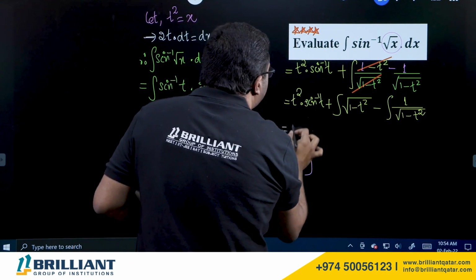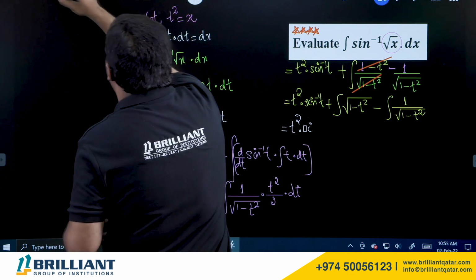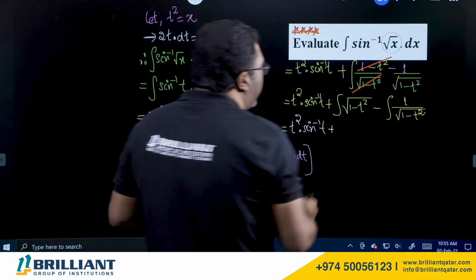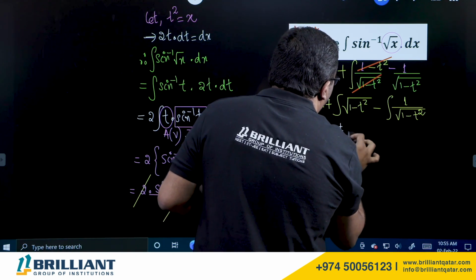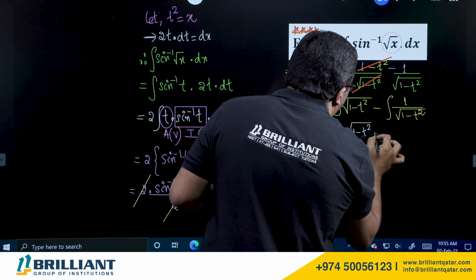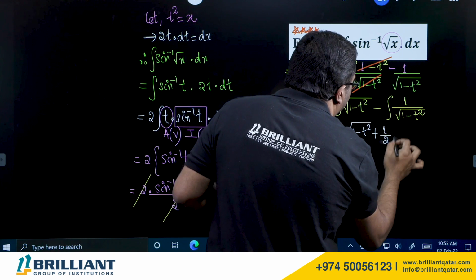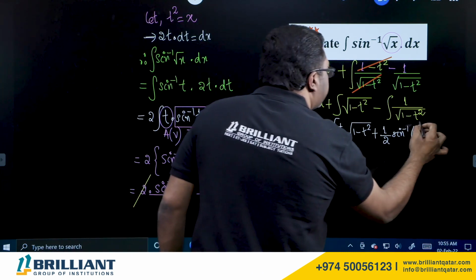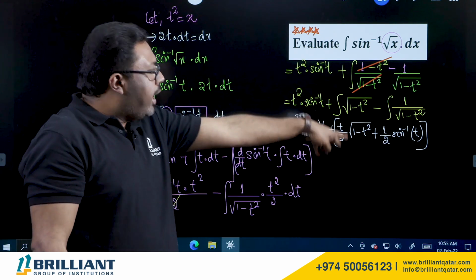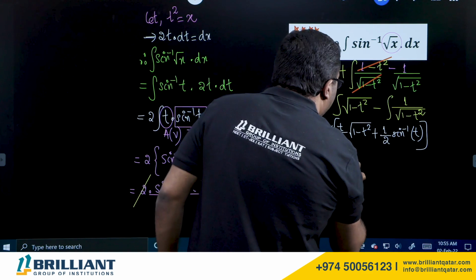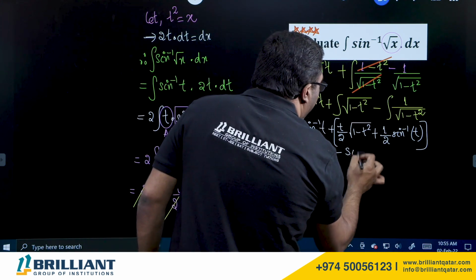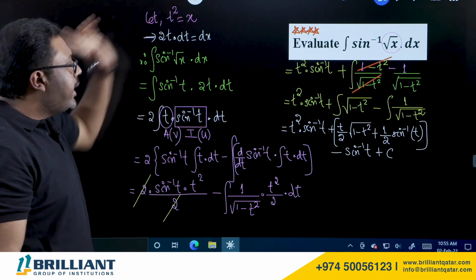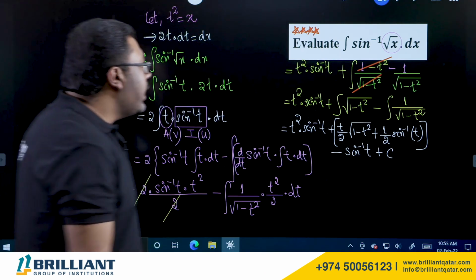My answer is going to be t squared into sine inverse t plus, what is the integral of root of a squared minus x squared? That is x by 2 root of a squared minus x squared plus a squared by 2 sine inverse x by a. That is the answer. And finally minus, what is the integral of 1 by root of 1 minus t squared? Sine inverse t plus c. Now we'll go back for substitution. t squared is x, then t is root x. All of you start substituting now.